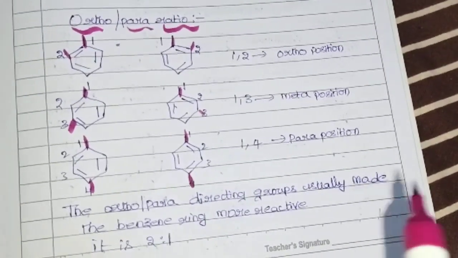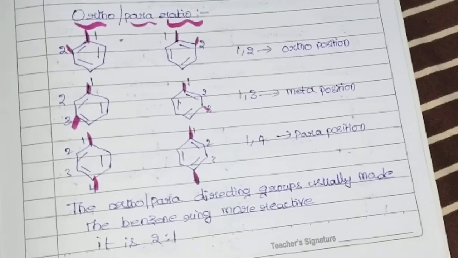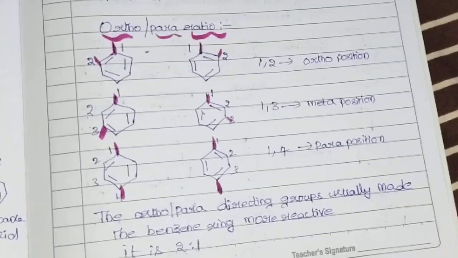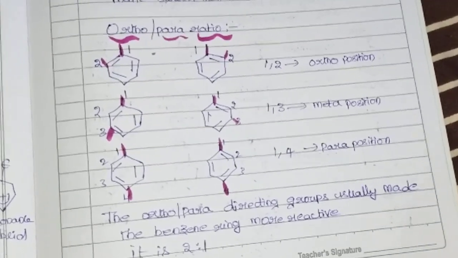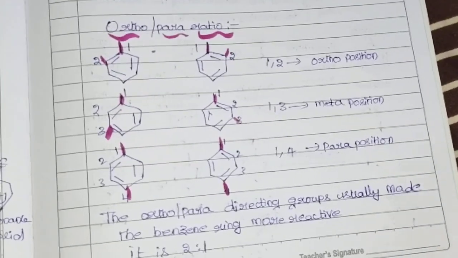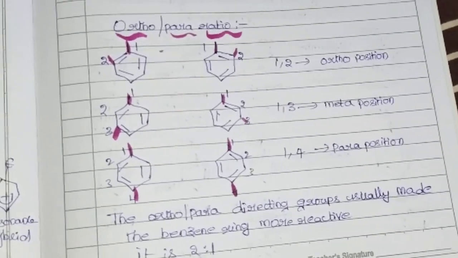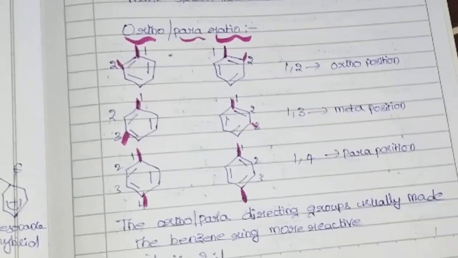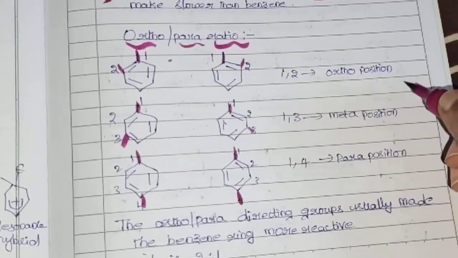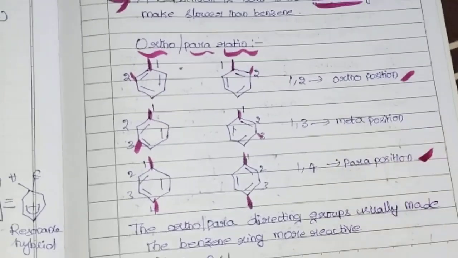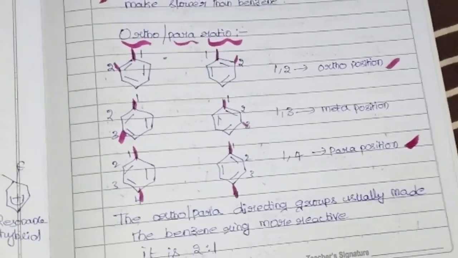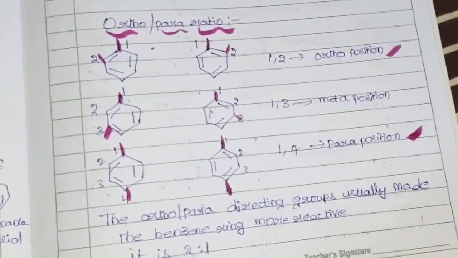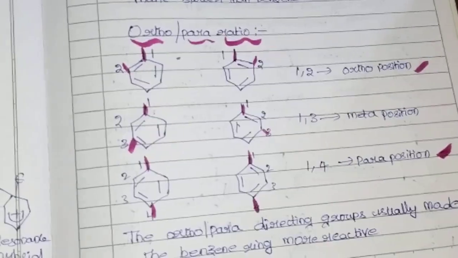So ortho-para directing groups usually make the benzene ring more reactive. When the substituents are attached to the ortho or para position, then it will make the benzene ring more reactive. Remember this. And the ortho and para products will be in a 2:1 ratio.